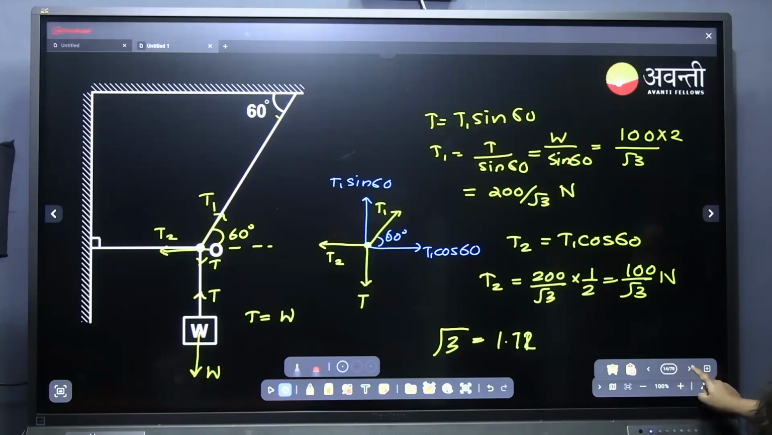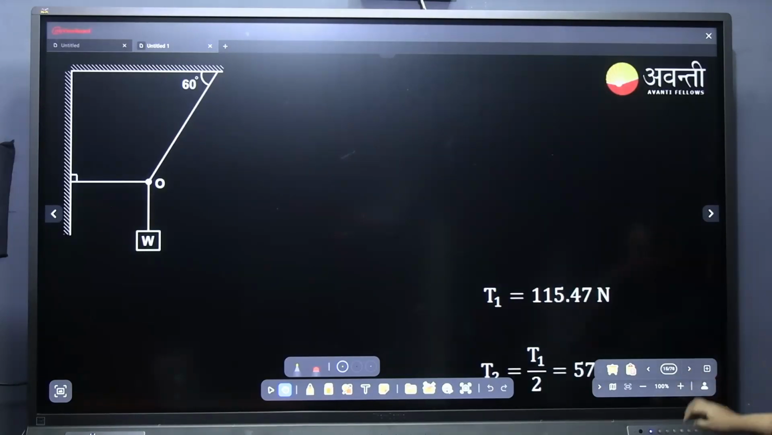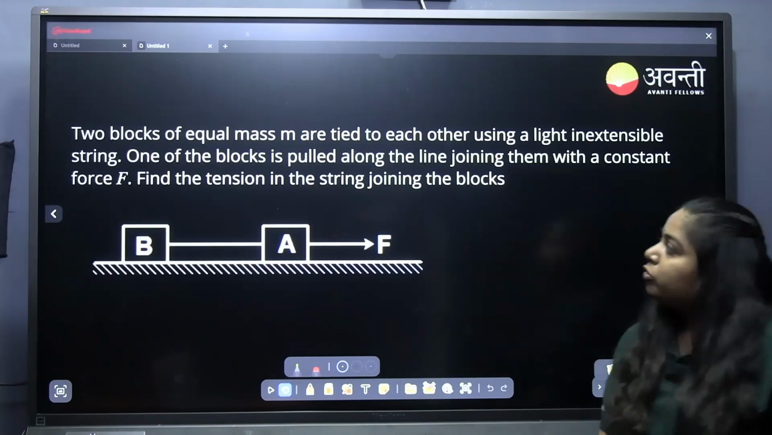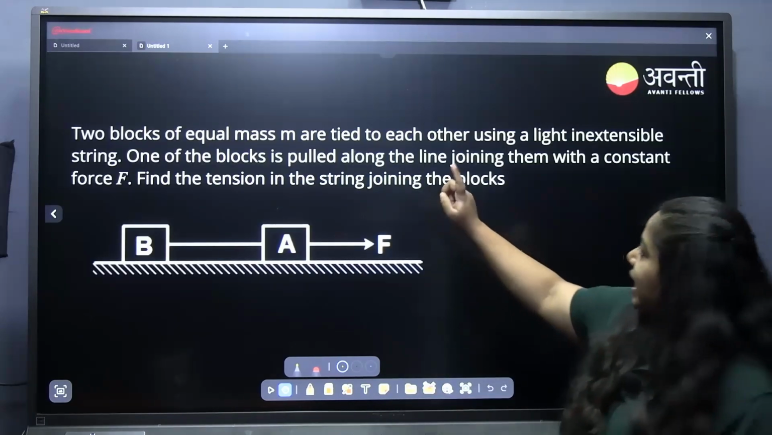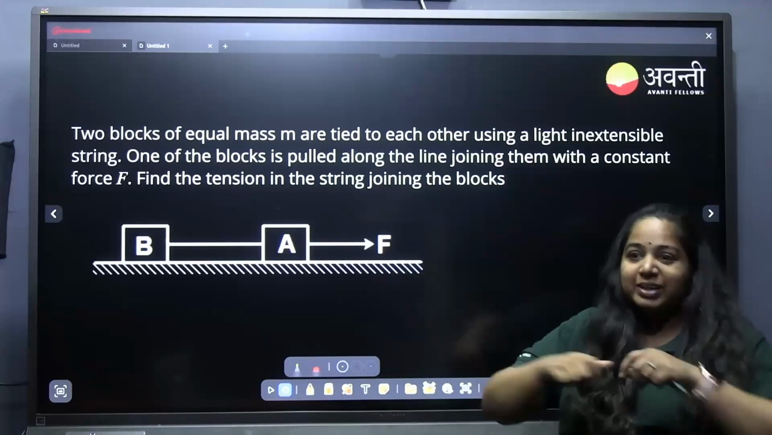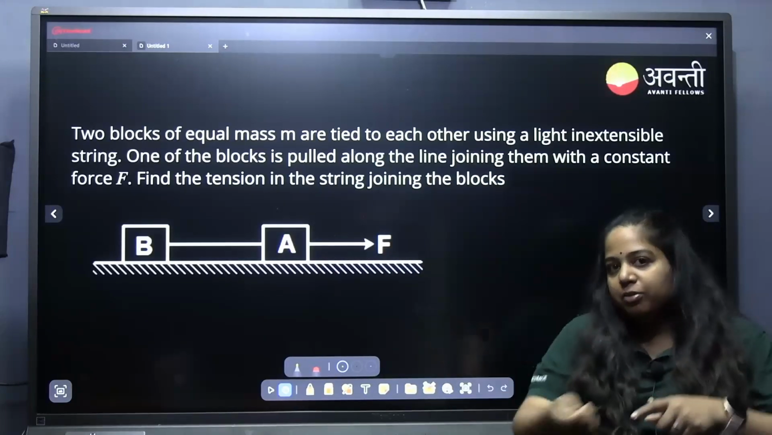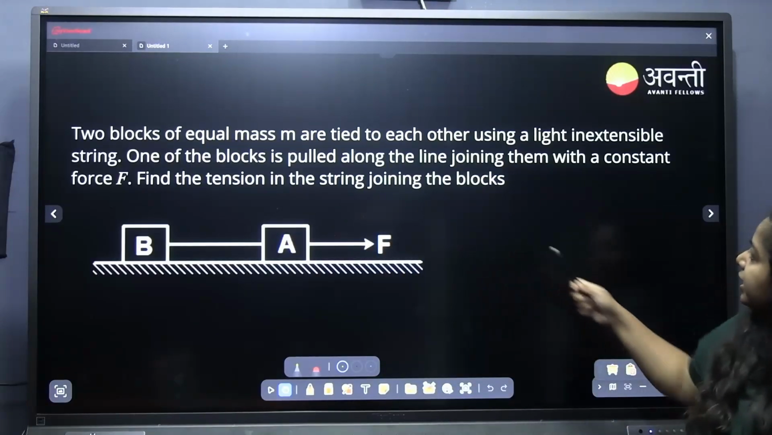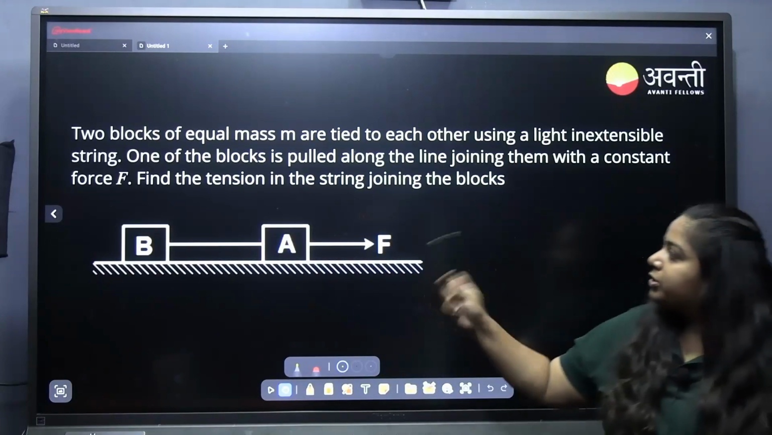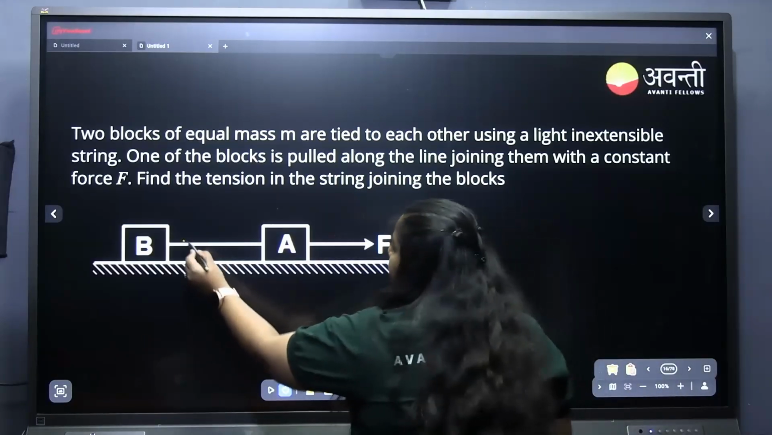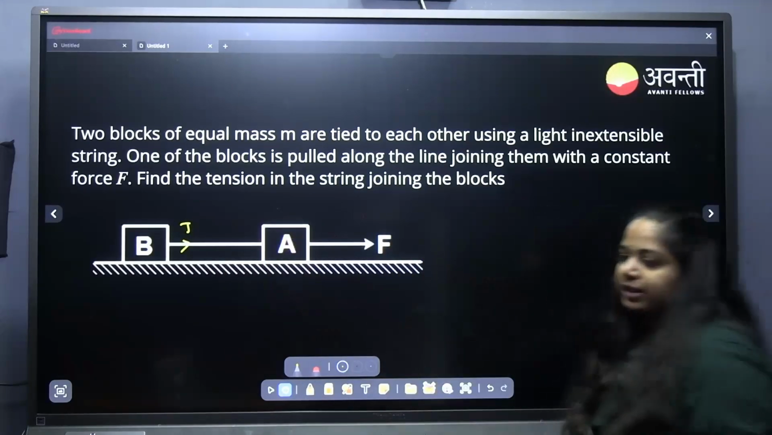Okay, next one. So this is the final answer. Now, two blocks of equal masses M are tied to each other using a light inextensible string, which means it is not like a rubber band. If you pull it, it will not stretch. And one block is pulled along the line joining them with a constant force F. Find the tension in the string joining. So you have to find tension T on this string. That is the question.